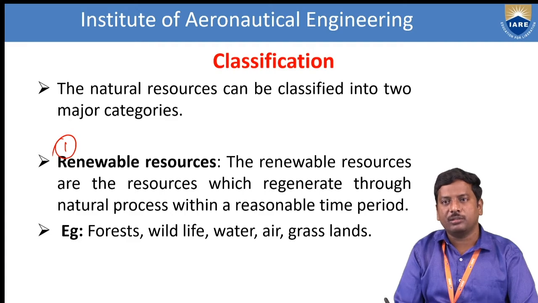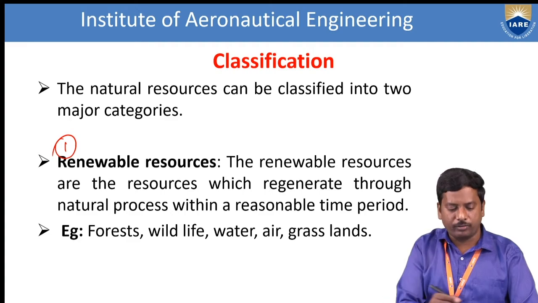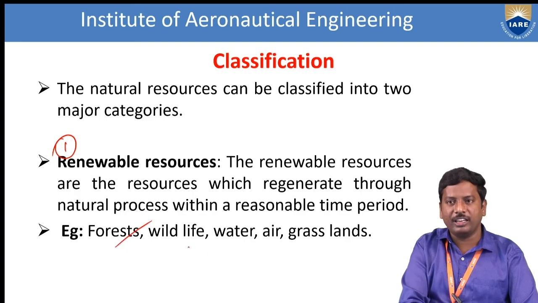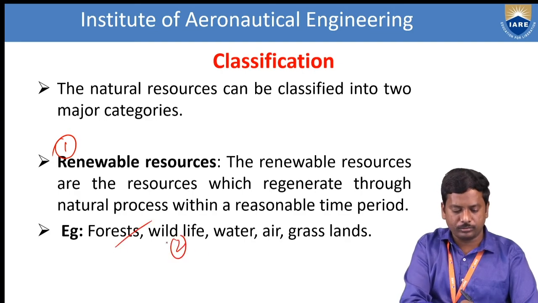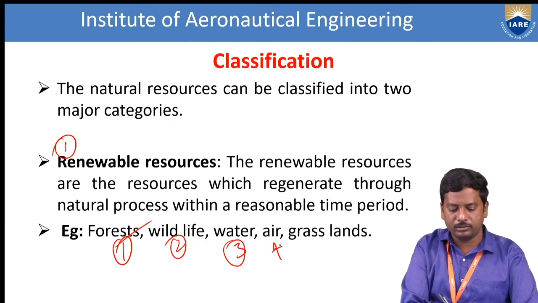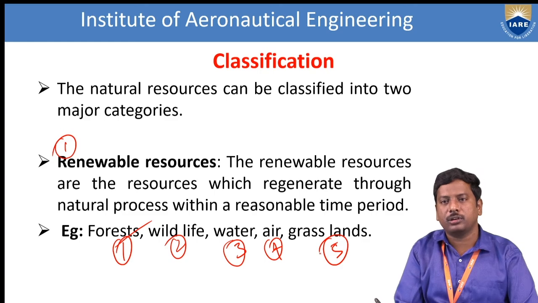So what are the examples of renewable resources? Like forests, wildlife, and water, air, and grasslands. So these 5 are the best examples for the renewable resources. And what is the characteristic property of these renewable resources? These are directly regenerated from natural processes within a reasonable time period.